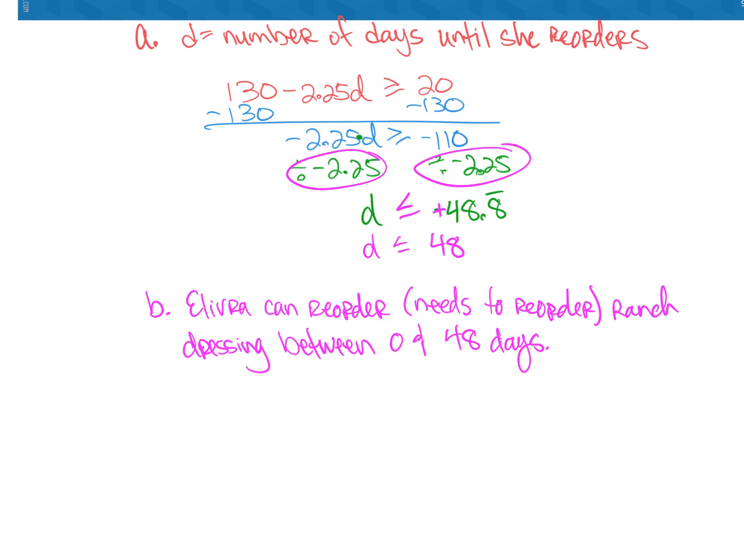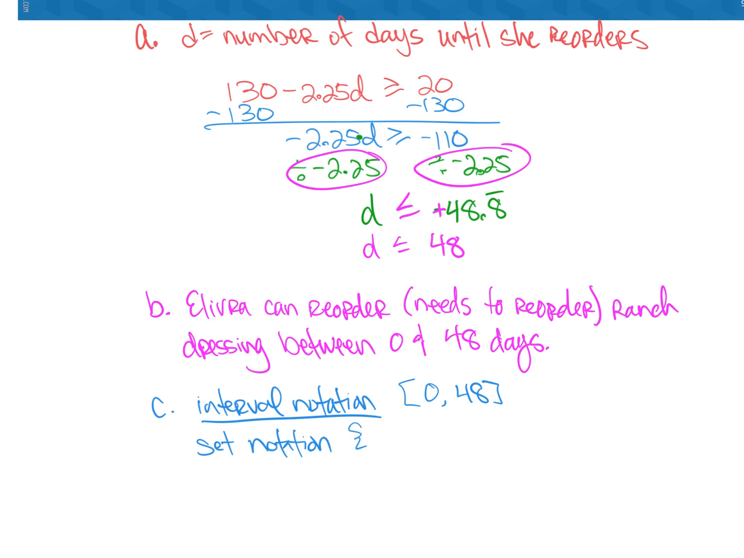Okay, now go ahead and put that into interval notation and set notation. So remember, interval notation is the brackets. All right. And then we have set notation. Curly bracket. What are we trying to solve for? Our variable. So we have D, this line. So it says D is set as between 0 less than or equal to D less than or equal to 48. Awesome.